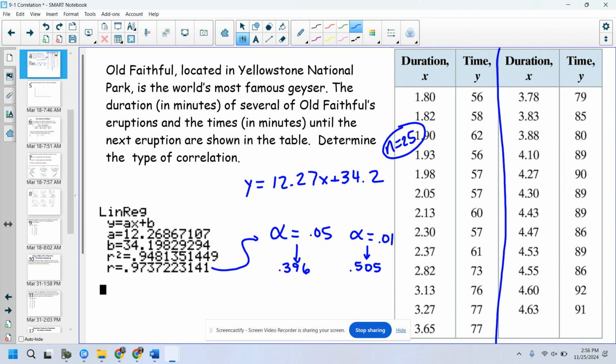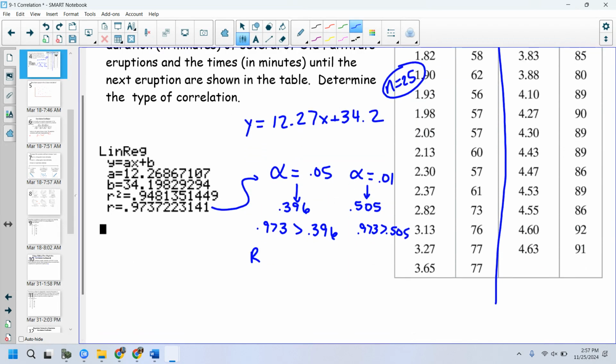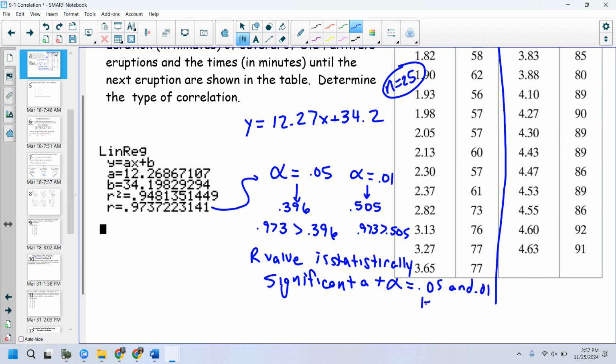What was our R value? It was 0.973. So since 0.973 is greater than 0.396 or 0.505, we can state that this R value is statistically significant at the alpha 0.05 and 0.01 level. Okay? So we say that it is statistically significant, right?